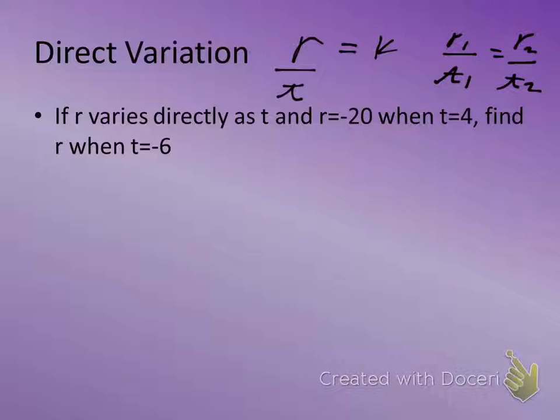If r varies directly as t, r equals -20 when t equals 4. Find r when t equals -6.